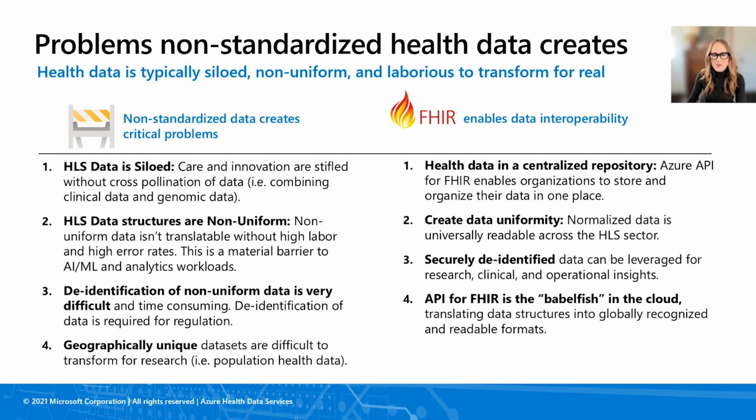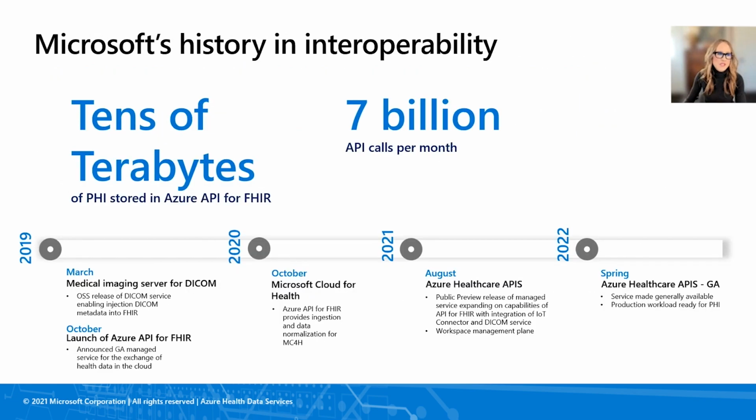When we look at the history of Microsoft's role in health data interoperability, we came into the space in 2019 by launching the medical imaging server for DICOM and OSS, and we launched our GA'd service of Azure API for FHIR. Microsoft in 2020 announced the Cloud for Health, of which the API for FHIR is a part, and the central vehicle to ingest, transform, and connect data up to Dataverse, Dynamics, and the other capability suites that are part of the Cloud for Health.